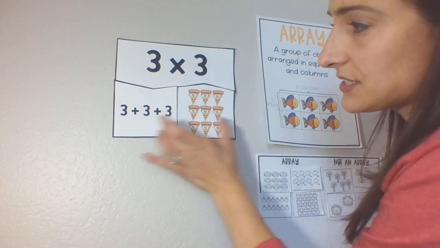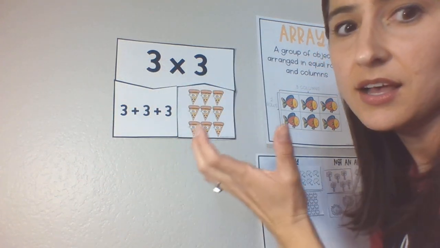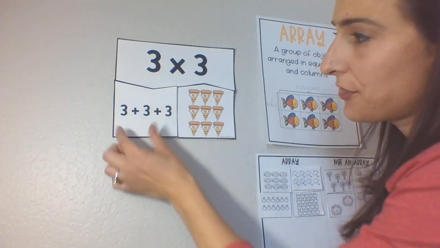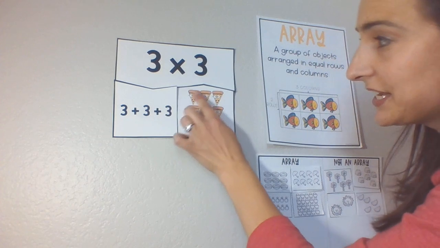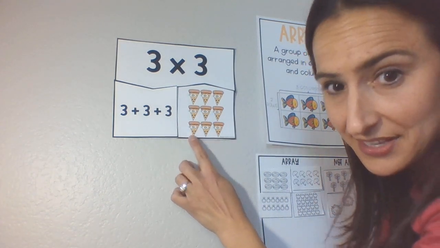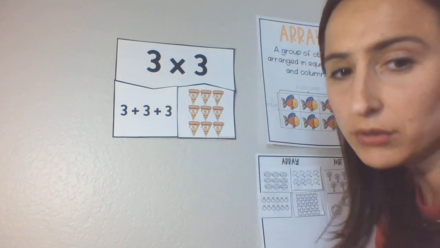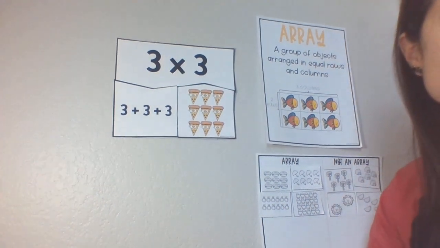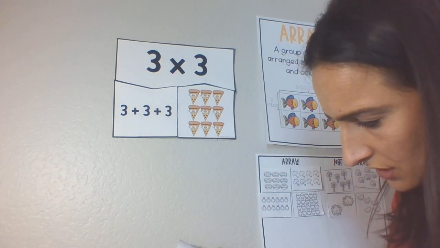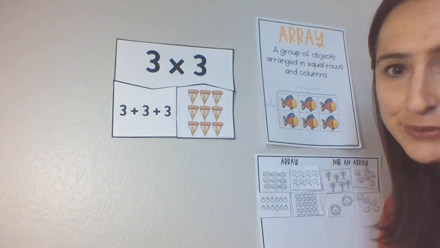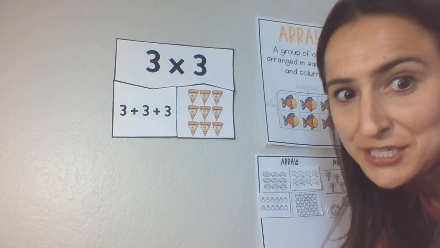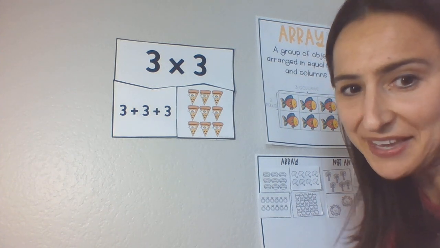So all of these 3 pieces here have the same value. 3 times 3 is 9. 3 plus 3 plus 3 is 9. And in this array, the value of that array, 9. All right? This will all help you as you learn to multiply. All right, I think I've covered everything I wanted to. Just please remember what an array is, and I look forward to teaching you some more about multiplication.